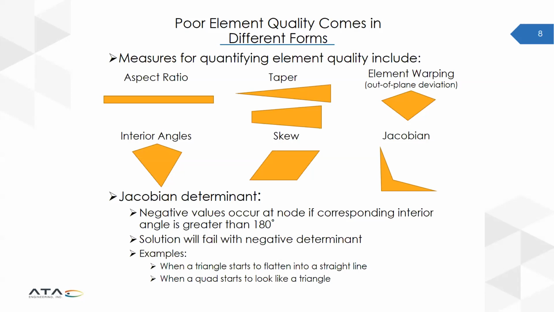And then, these perfect element shapes also have equal angles. So for a quad, it'd be 90 degrees, for a triangle, 60, and so on.